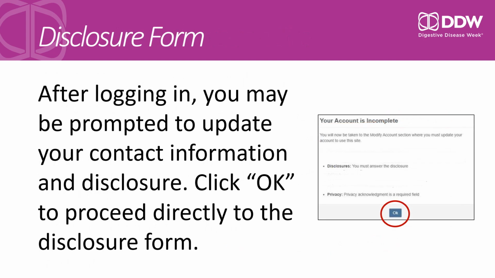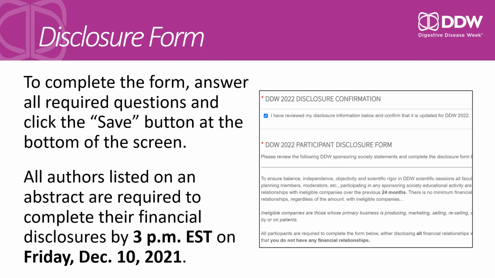Upon logging into the site, you may be prompted by a pop-up message to complete your financial disclosure. Click OK to proceed to the disclosure form. Once you have accessed the disclosure form, answer all required questions marked by a red asterisk. Click the Save button at the bottom of the screen to submit your disclosure. All authors listed on an abstract must complete their disclosures by 3 p.m. Eastern Standard Time on Friday, December 10th.